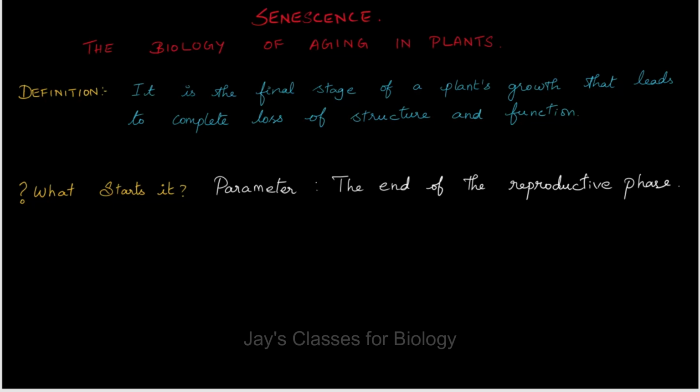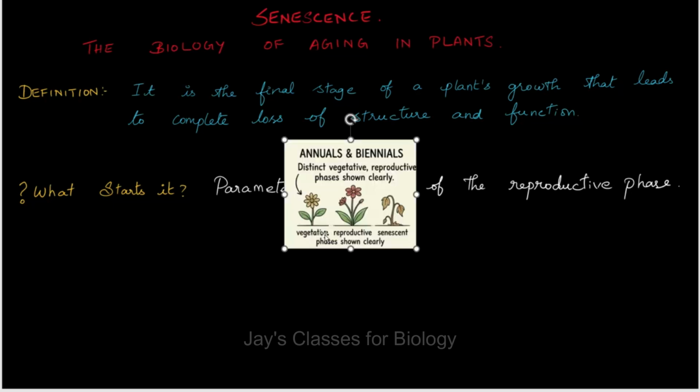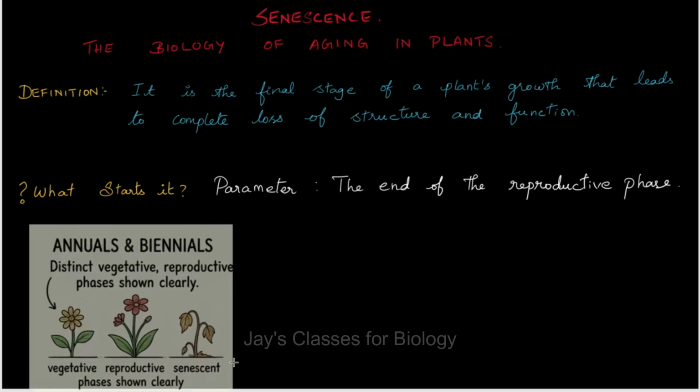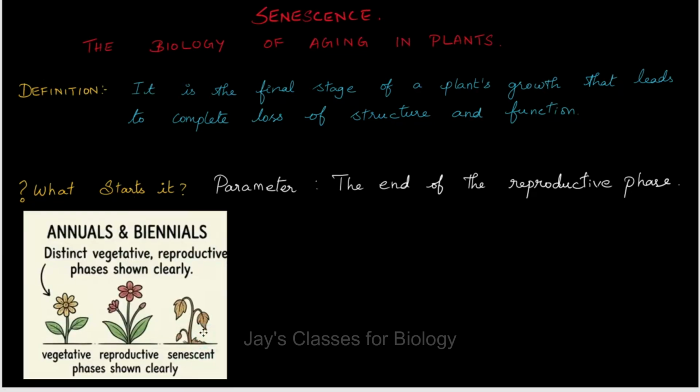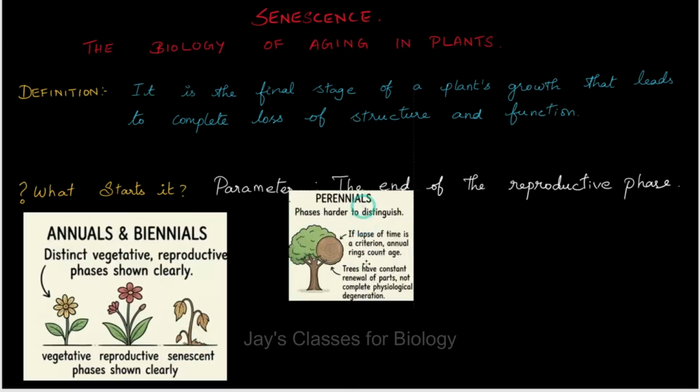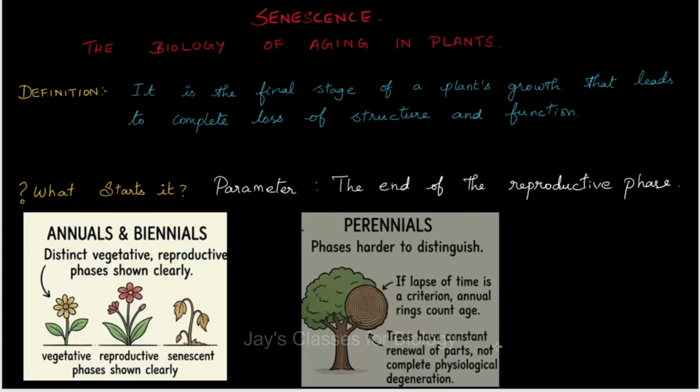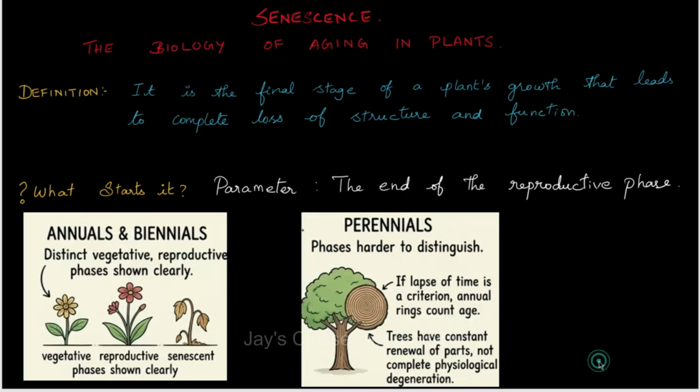Next, how does this look in different plants? In annuals and biennials, the vegetative, reproductive, and senescent phases are very clear and easy to see. But in perennials, like big trees, it's harder to tell because the trees continuously renew their parts. Some parts die while new ones grow.